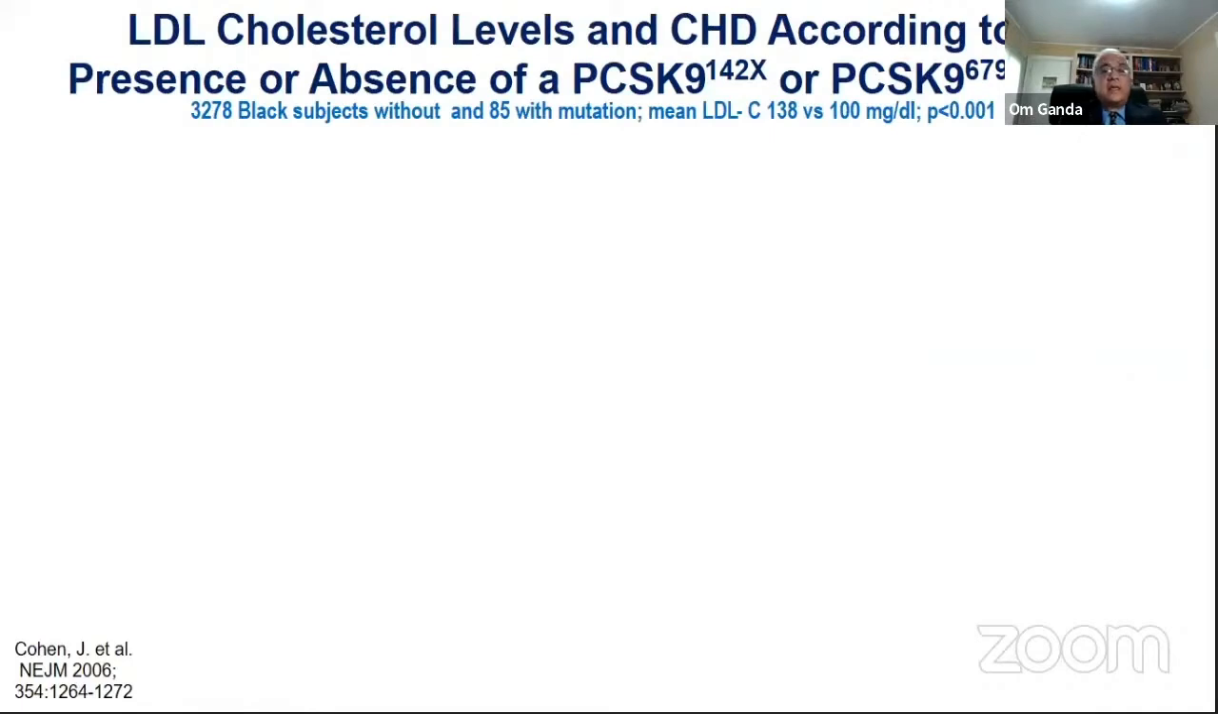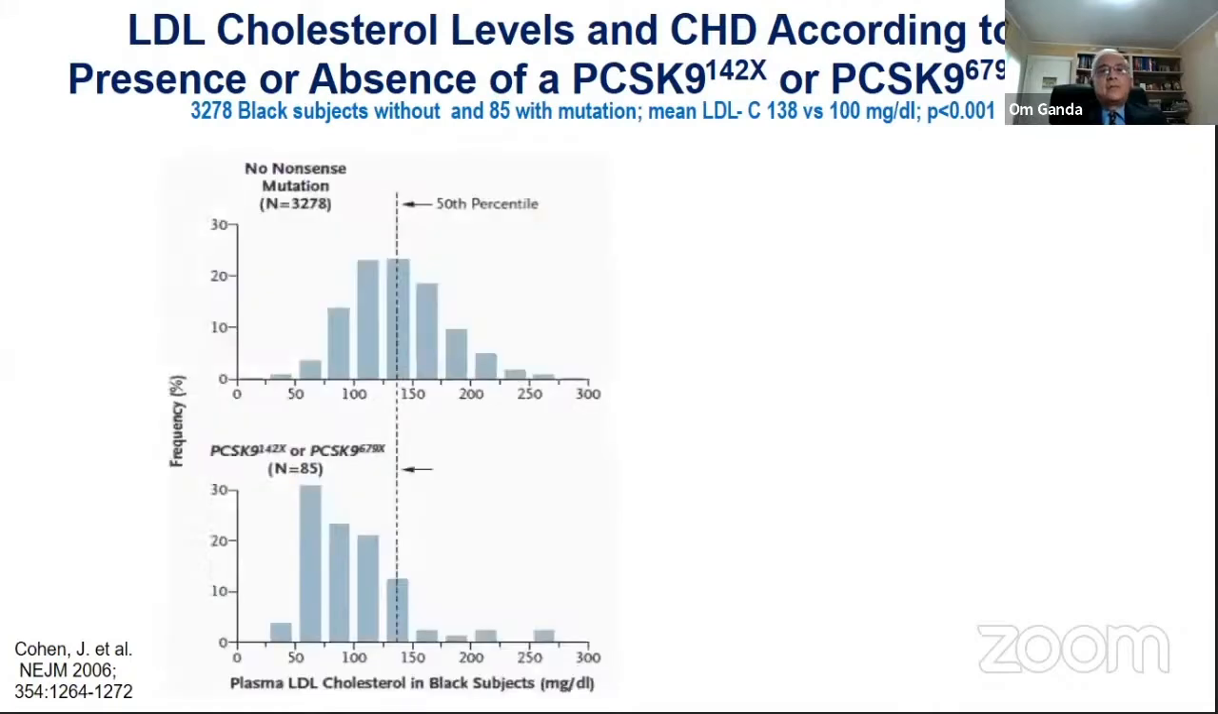Let me show you one slide from that particular study. So here they looked at presence or absence of these two nonsense mutations shown here. 3,200 African-American subjects were included in this so-called ARIC study. 85 had this mutation, not very common, but some people did have this mutation. And their LDL cholesterol was 100 versus those without mutation who had LDL cholesterol of 138. You might say, well, 100 is not that low, but remember, this was their LDL from birth, not from age 40 or 50 when you start using statin. So that was the difference.